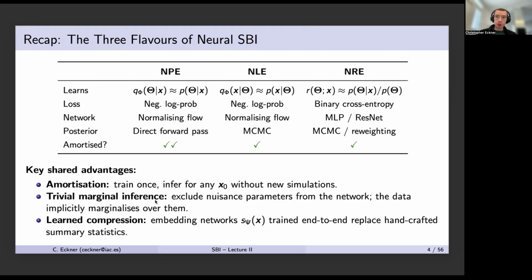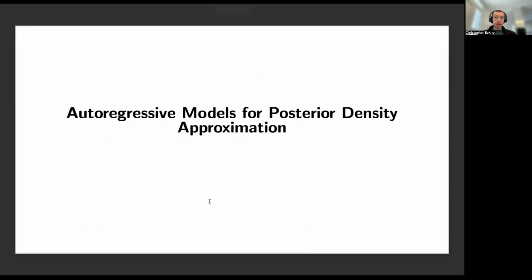And today we want to go a bit further and discuss some more features and aspects of this particular scheme of Bayesian inference. And to start with, I would like to at least highlight a bit more the nature of normalizing flows and how they are related to autoregressive models.